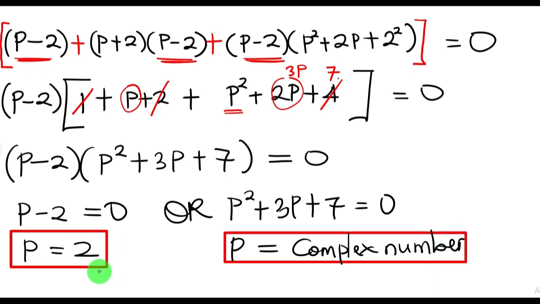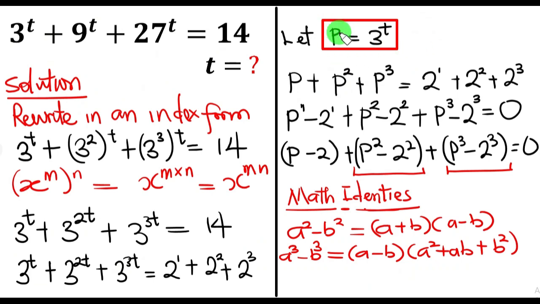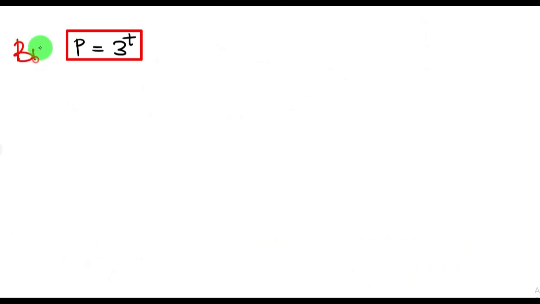So I'm going to take this, which is a whole number, and for the complex number I am going to ignore. So with p equals 2, which is the whole number that we're going to work with, remember from the beginning we assigned p equals 3 raised to the power of t. And p equals 2 here. So we can continue by saying 3 raised to the power of t equals 2.